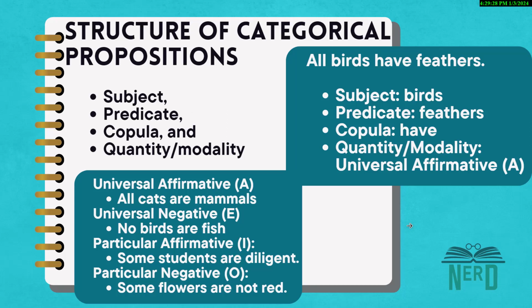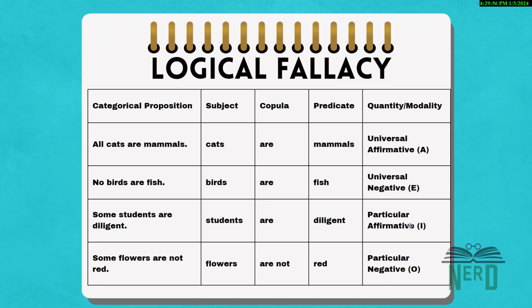And then predicate is what? Feather. Then we have copula means have, right? And quantity and modality is just what? Universal affirmative, that all, or it can be no birds, and it can also be some students or some flowers, right? So this is all about the structure of a categorical proposition, and we'll talk about this in detail in our next session. And here I have given one table so you will understand.